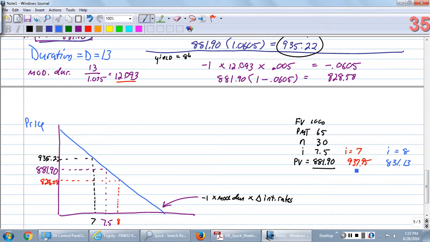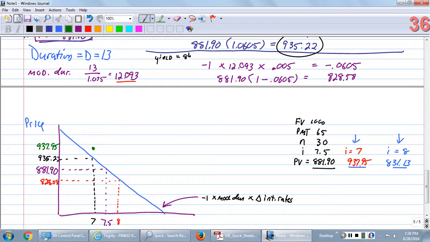Now, let's compare these numbers, which are the actual numbers. This is actually what's going to happen if interest rates go to 7. This is actually what's going to happen if interest rates go to 8. So you can see we're close, but we're off a little bit. If interest rates go down to 7%, this bond's actually going to go up to $937.95. So we're off a little bit, almost $3, or $2.73, I think, but still a pretty good guesstimate.